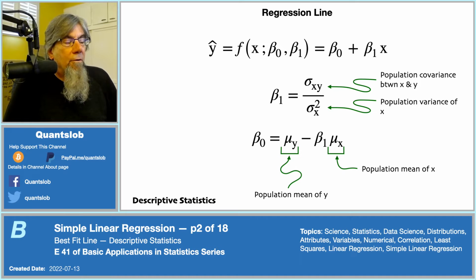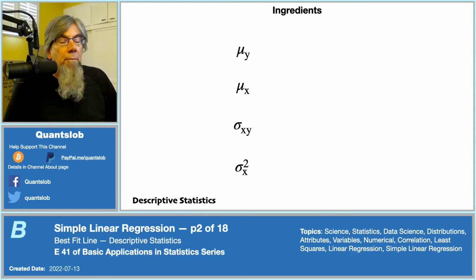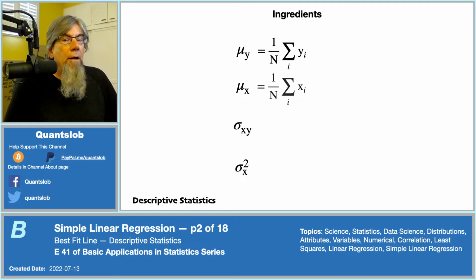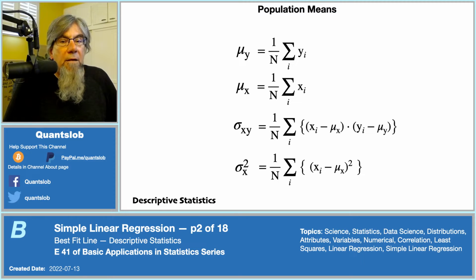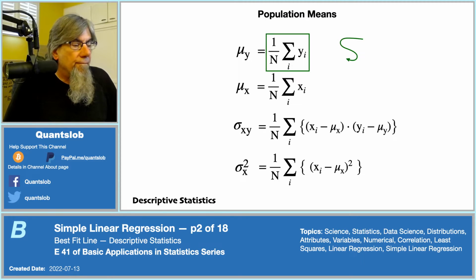So this is all very tactical here. The ingredients we need to calculate a regression line are the population means of x and y, the population covariance between x and y, and the population variance of x. So for the population mean of y, we sum up all the y values in our data set and divide by the number of observations.